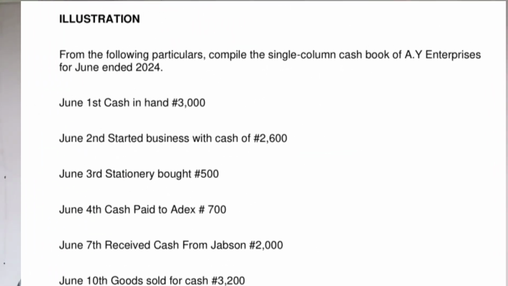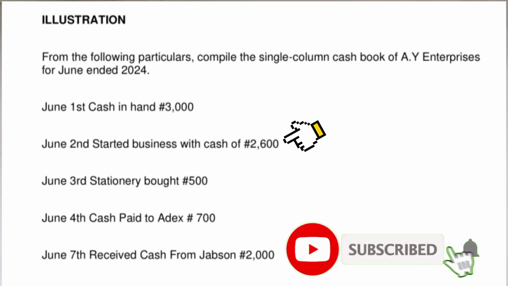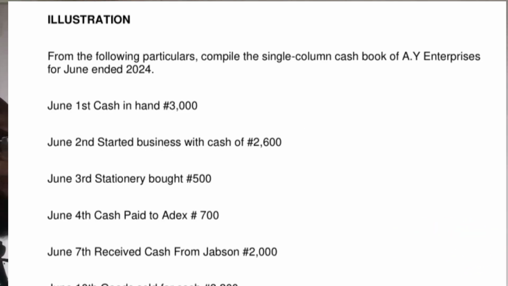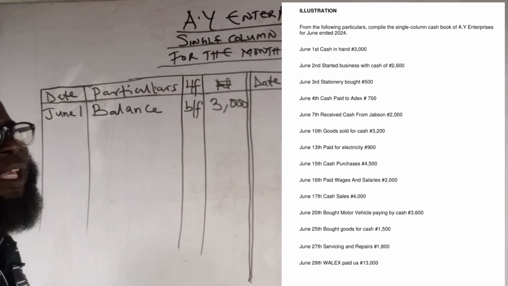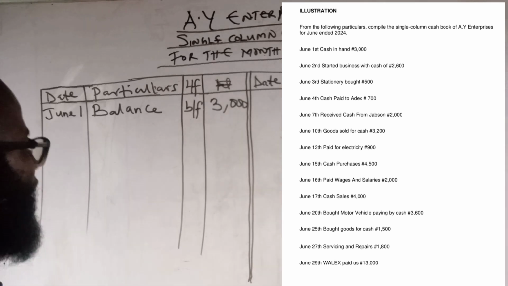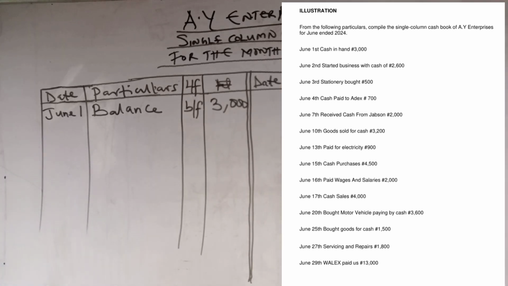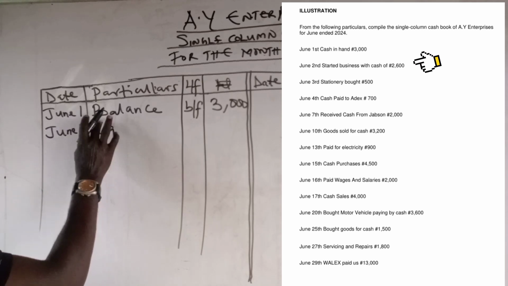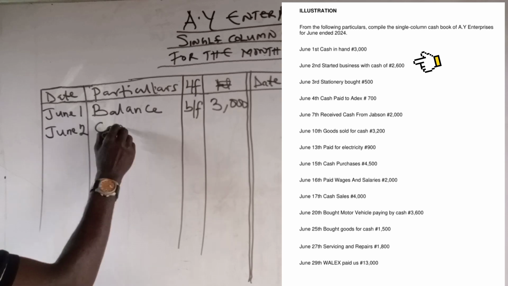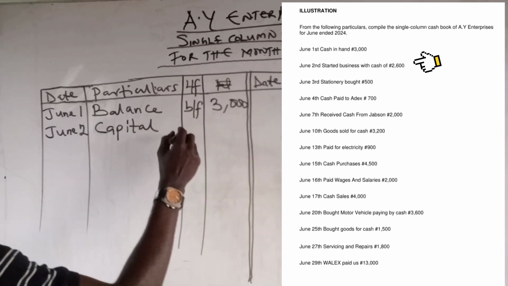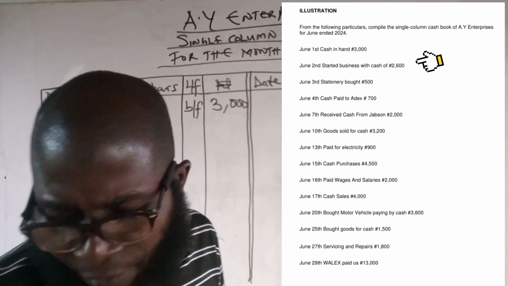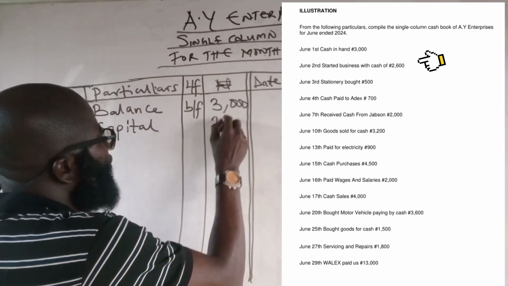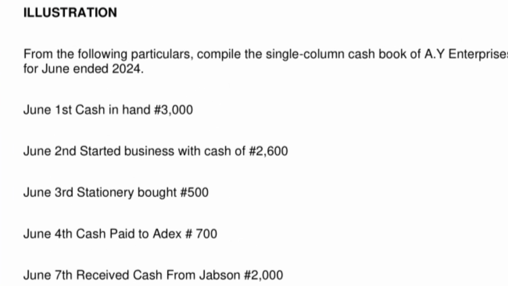Now, the second one, June 2nd, started business with cash of 2,600 naira. This one is termed as capital. Any money that is used to begin or set up a business is termed capital. Therefore, you are going to put such money here, capital. We have capital here. What is the amount? We have it for 2,600.